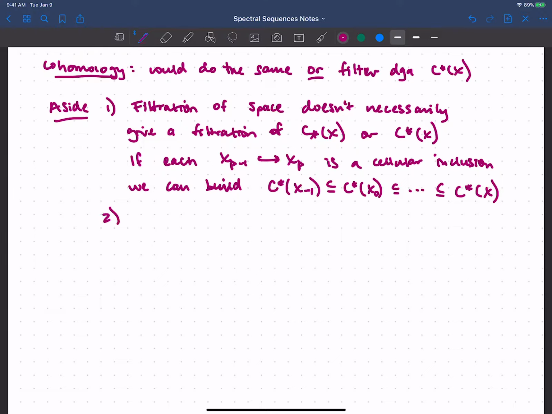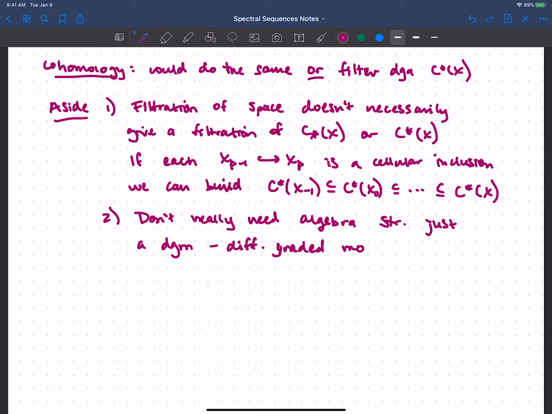And the other thing is that above I said that we have a DGA, and that's true, but for now, we don't really need the algebra structure. What we're going to do is build up a spectral sequence. And if we did incorporate the algebra structure, then we just get a spectral sequence of algebras, and it would play nicely with that algebra structure, but we'll come back to that later on. So for now, we just need a differential graded module, or DGM. So differential graded module, and that's just a fancy way of saying a chain complex, or in our case, cochain complex, I suppose, but that's just a matter of indexing.